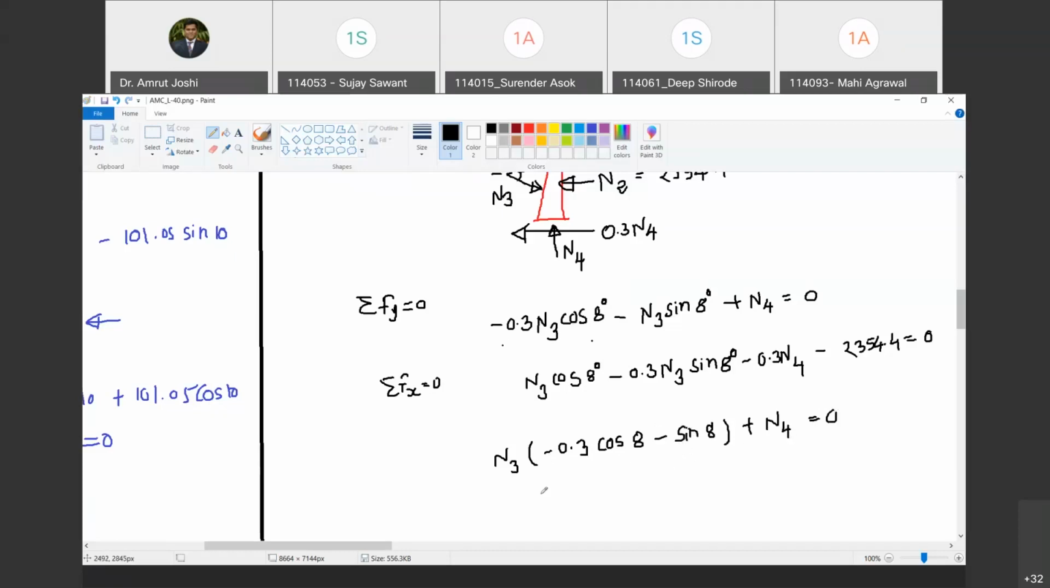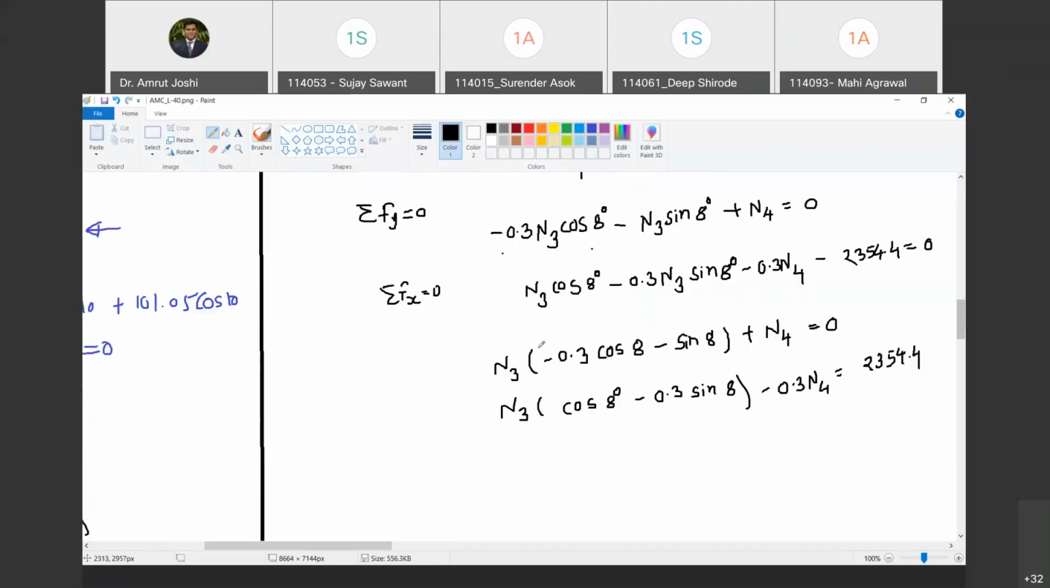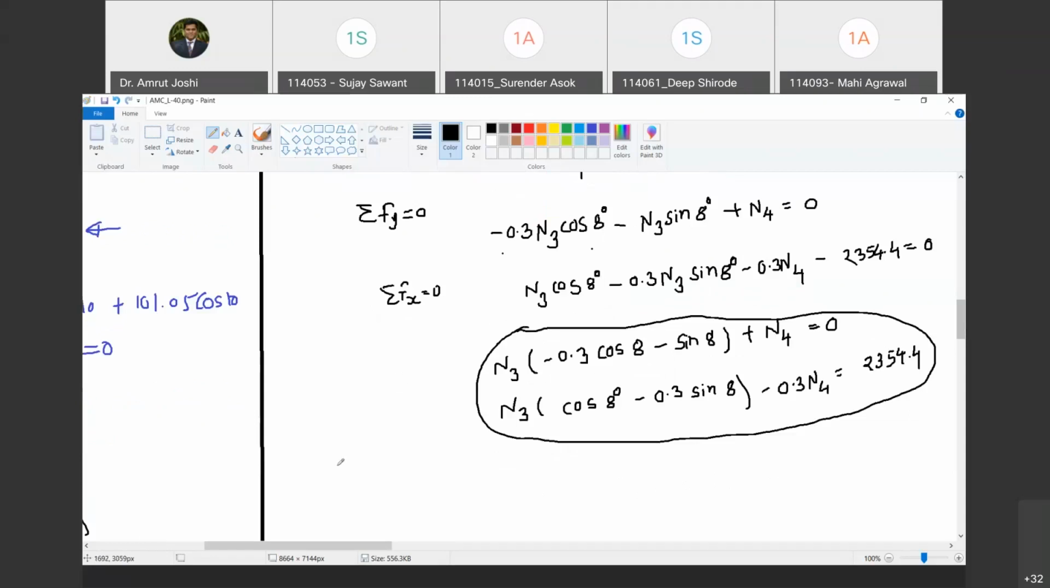Yes, sir. And second equation कैसे आएगा जरा देखो. N3 cos of 8 degree minus 0.3 sine of 8 degree minus 0.3 N4 is equal to 2354.4. Can you solve these two equations simultaneously and can you give me the value of N3 and N4?